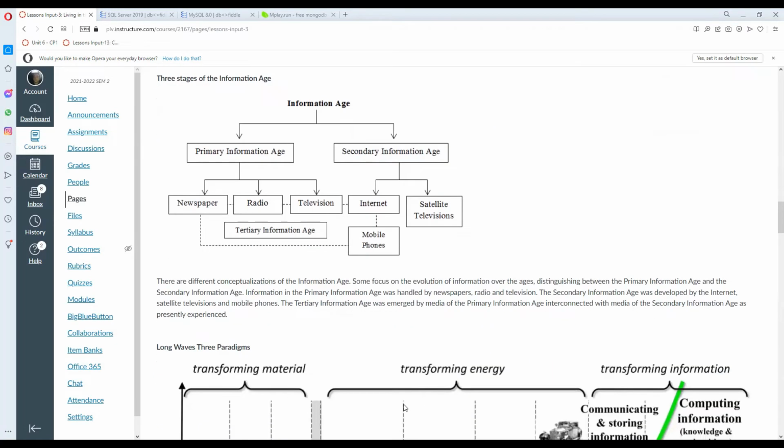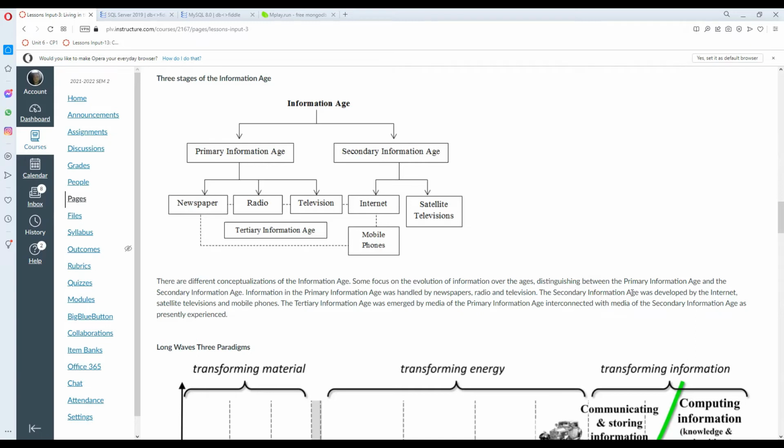There are different conceptualizations of the information age. Some focus on the evolution of information over the ages, distinguishing between the primary and secondary information age. Information in the primary information age was handled by newspapers, radios, and television.